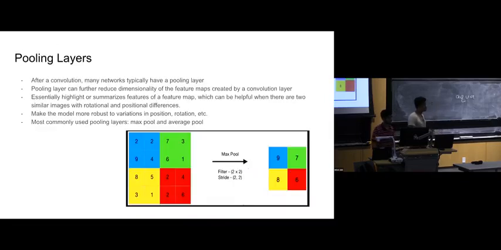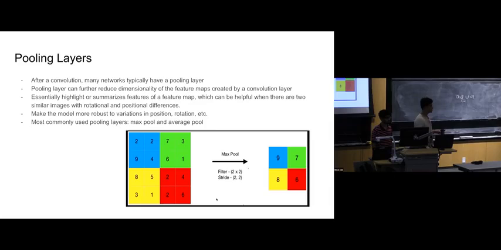And after every convolutional layer, you typically have a pooling layer. What they do is they further reduce the dimensionality of the feature map. And they basically highlight or summarize features in the feature map, which can be helpful when there are similar images that are slightly different in terms of rotation or position. That makes them far more robust to these small differences. The most commonly used ones are max pooling and average pooling.